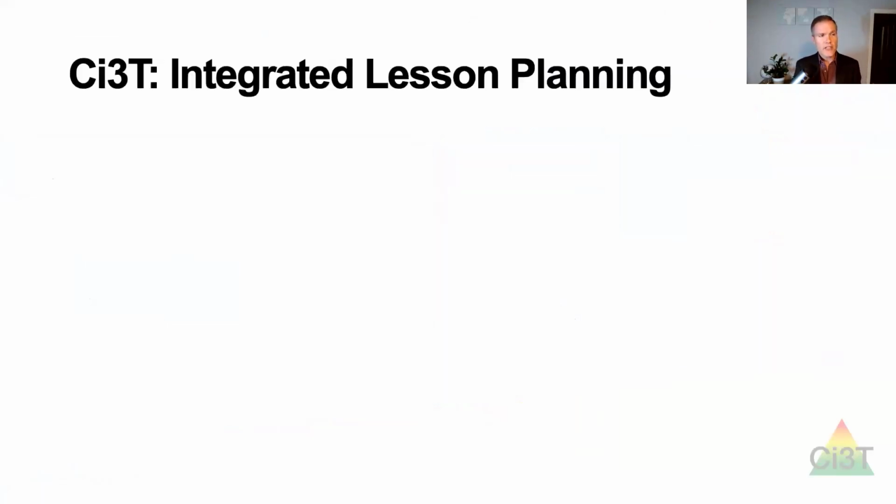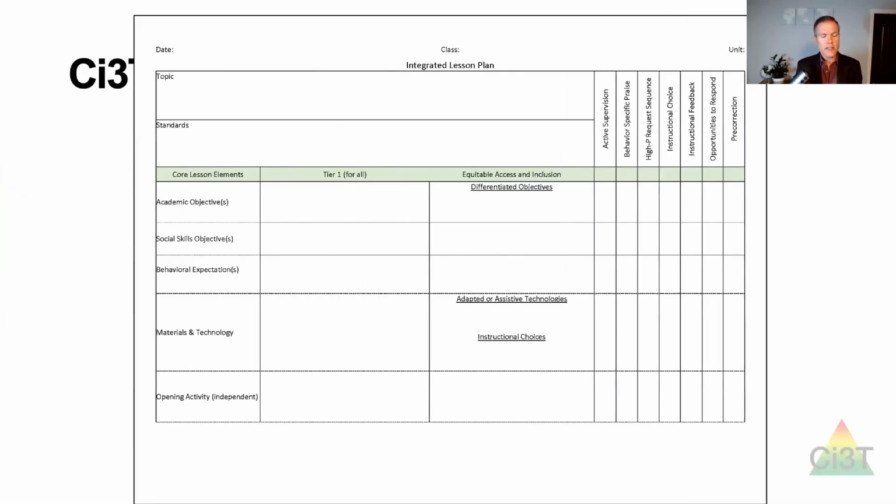We also, in CI3T models, want to integrate our lesson planning. So we have a template that's available on our website at ci3t.org. It's currently on the COVID page. You can find it there. But as you can see here, we've got our kind of normal stuff for academic objectives and state standards that we use, but also, what is our social skills objectives? What do students need to bring in from the social skills lessons we've been teaching to this lesson?